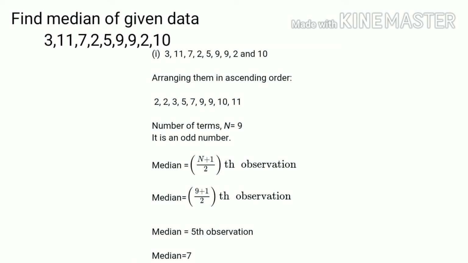The data given here is 3 11 7 2 5 9 9 2 10. First all the data is arranged in ascending order, that is 2 2 3 5 7 9 9 10 11. The total number of data is 9, that is n is 9 here. If n is odd, then what is the formula? N plus 1 by 2 th observation, that is the 5th observation. In this data, the 5th observation is 7, hence the median is 7 here.